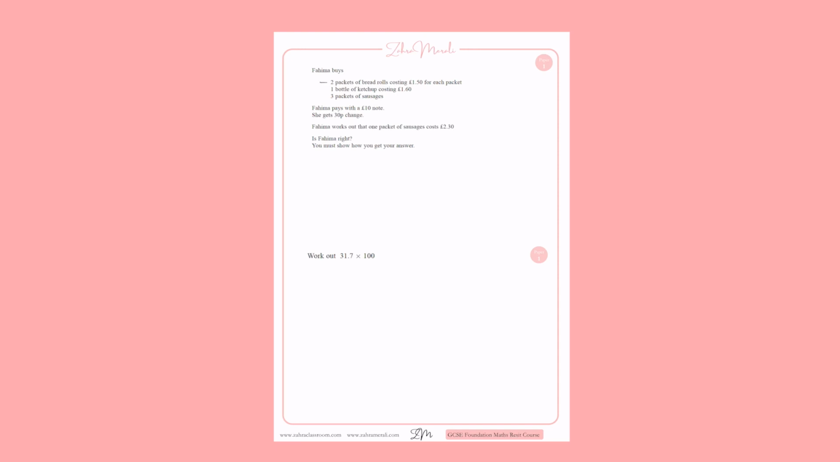We've got 2 packets of bread rolls for £1.50 for each packet. So altogether, your bread rolls are going to be £1.50 times 2. So you know that that's going to be £3. And then we've got our ketchup, which is £1.60. So altogether, that gives us £4.60. Now, she's paid with a £10 note and she's got 30p change, which means she must have spent £9.70. Now, if we minus the £4.60, we're going to get £5.10.